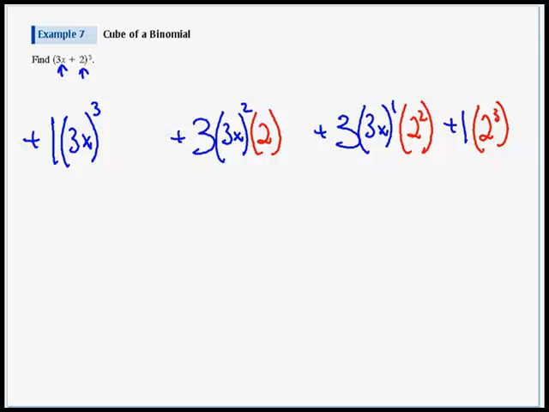All right, now we got some stuff to combine in each term. Here's our first term, 3x quantity to the third. Well, 3 to the third is 27, and then we'll have our x to the third.